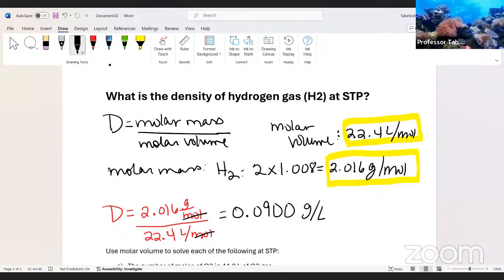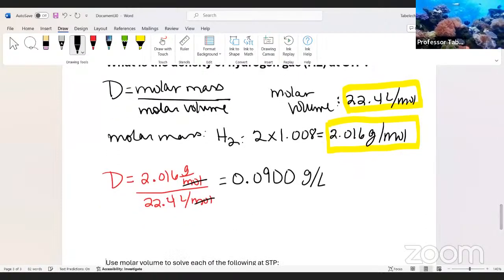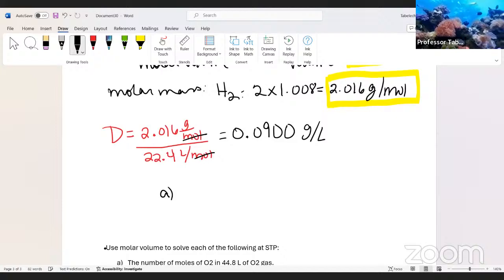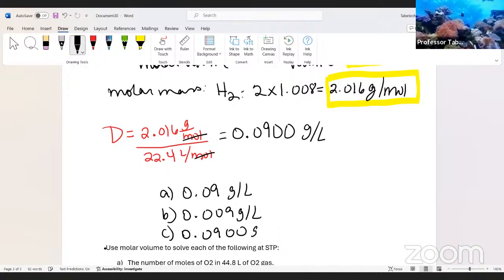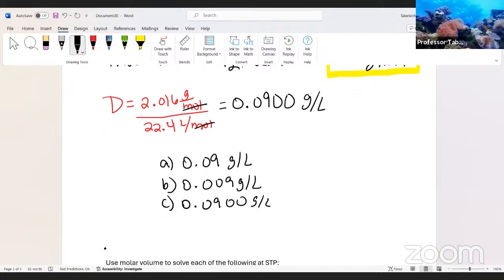And remember, your teachers may put choices on your exam to see if you're on the right track. They may say A, 0.09 grams per liter, B, 0.009 grams per liter, or C, 0.0900 grams per liter. If you don't know the correct sig figs, here's how you know that. It's the least of your digits. You've got 4 sig figs on the top, 3 on the bottom. Therefore, you need to have 3 significant digits in your final answer.